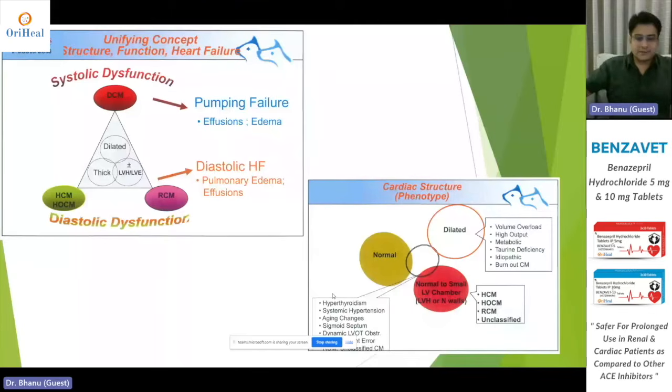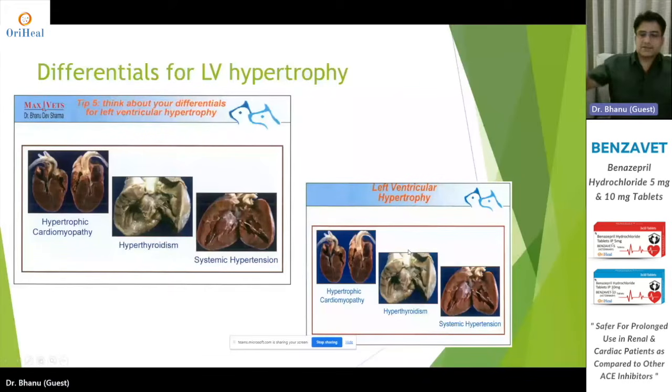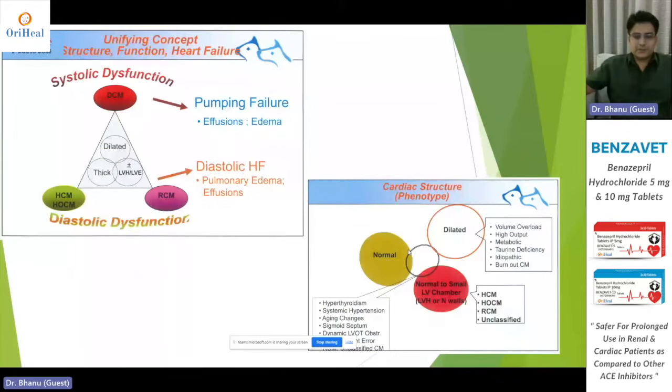And in cases of normal, again, you have to think, when there is a gray zone or suspicion, you have to think about other problems which can cause changes in the heart, like hyperthyroidism, systemic hypertension. There can be aging changes, there can be dynamic left ventricular outflow tract obstruction, just to name a few.